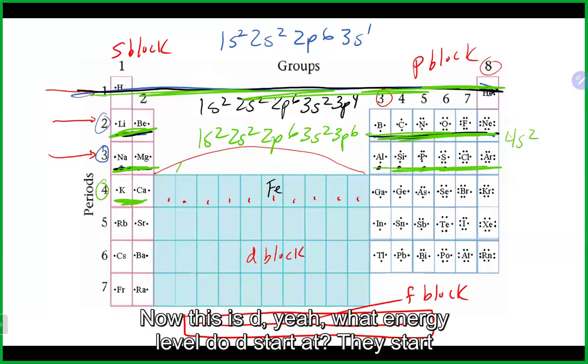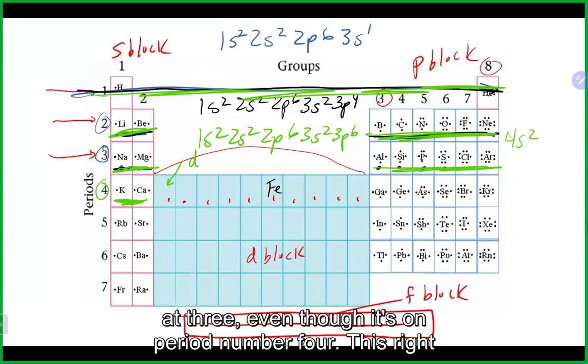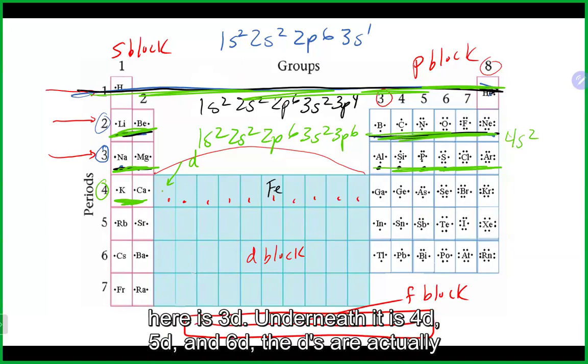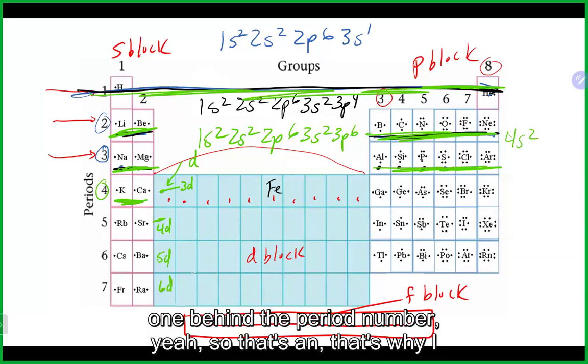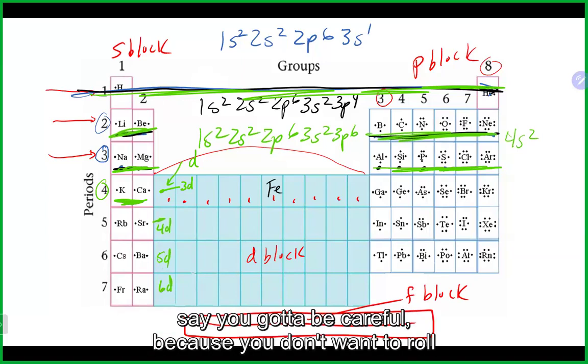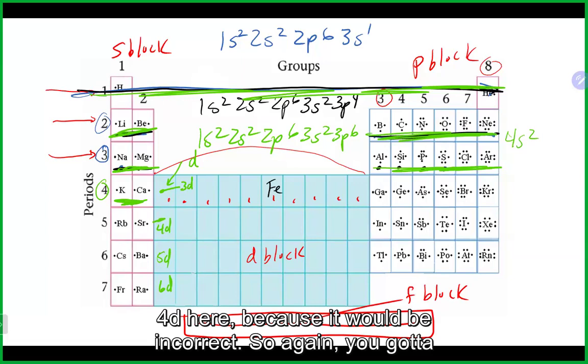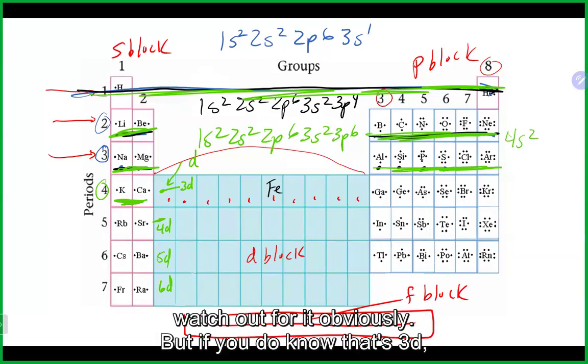Now this is D. What energy level do D start at? They start at 3, even though it's on period number 4. This right here is 3D. Underneath it is 4D, 5D, and 6D. The D's are actually one behind the period number. So that's why you got to be careful, because you don't want to write 4D here, because it would be incorrect. So again, you got to watch out for little things.